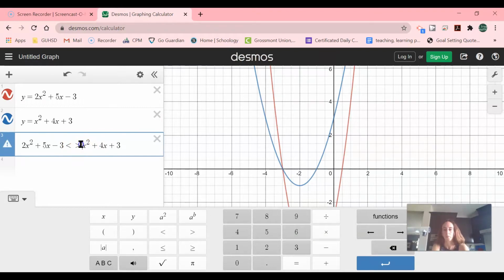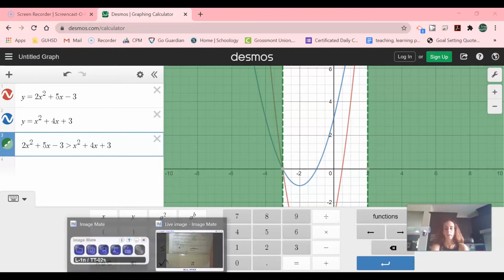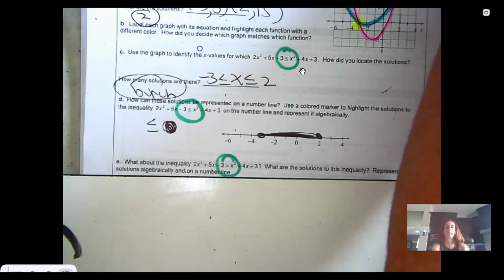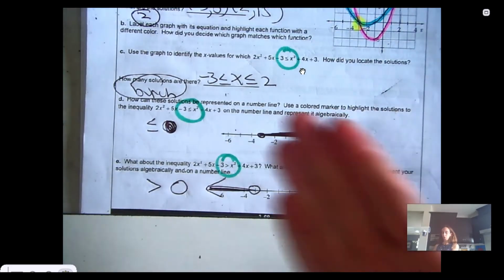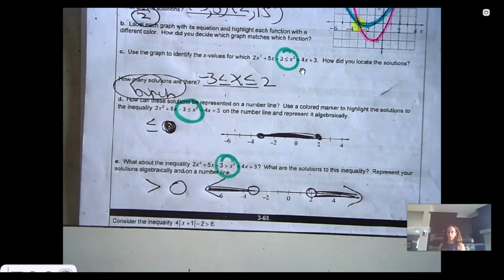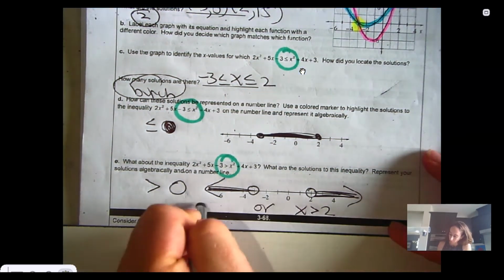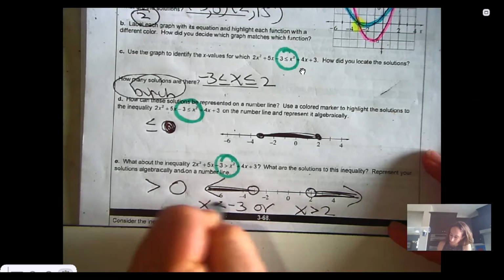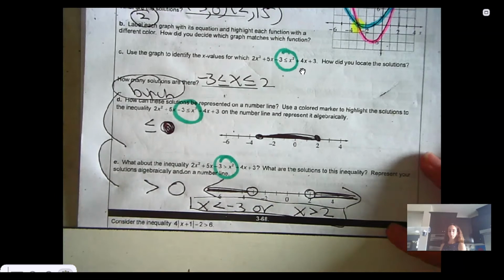Oh, I got too much happening here. Hold on. Now, instead of shading in the middle, it's shading this way or this way. So let's go back. And let's see. So this time it's going this way or this way. How would I express that answer? x is greater than 2 or x is less than -3. How many solutions did I get? I still got a bunch.